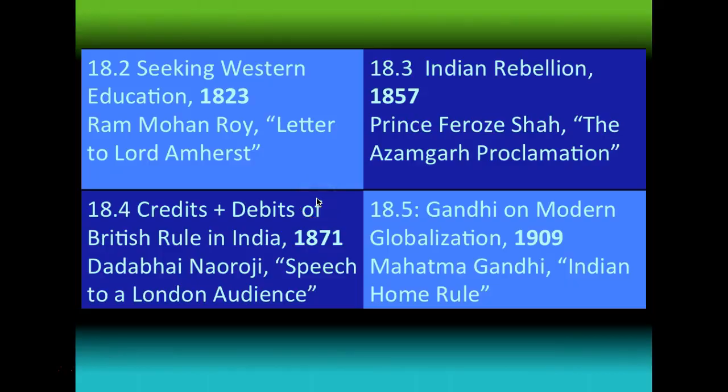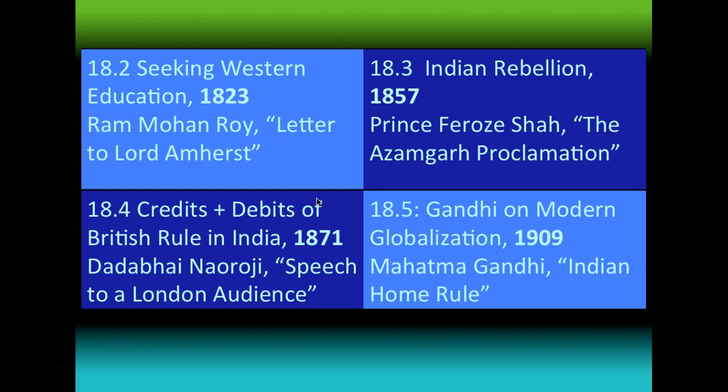The next date is 1857, and this is right around the Indian Rebellion. It's written by Prince Firoz Shah. The name Shah shows us that he is a Muslim leader. So this is a Muslim prince who writes the Azamgarh Proclamation. And this is basically saying that if someone follows the British and supports the British, especially during this Indian Rebellion, then when the Indians rule and win, those people will be considered betrayers and will lose everything.